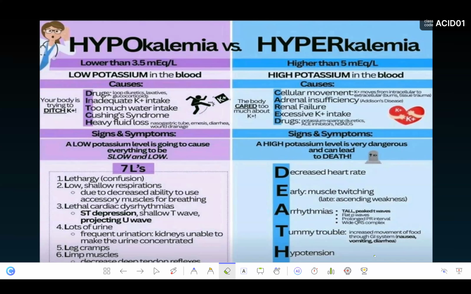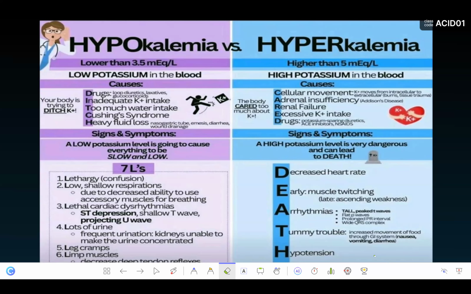So with hyperkalemia, we have too much potassium in the blood, and so we get the body cared too much about potassium, and so this is a good way to remember that with the mnemonic CARED. C is for cellular movement. A is for adrenal insufficiency. R is for renal failure. E is for excessive potassium intake. And D is for drugs such as potassium sparing diuretics, ACE inhibitors, and NSAIDs.